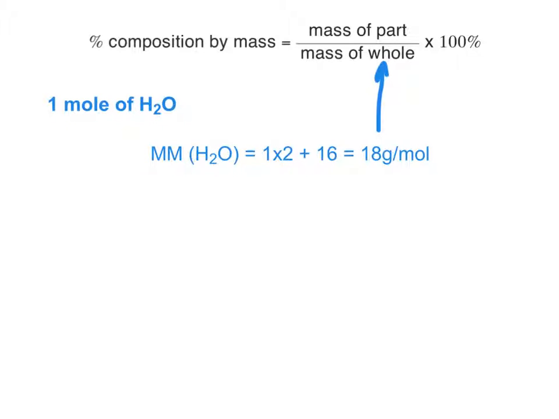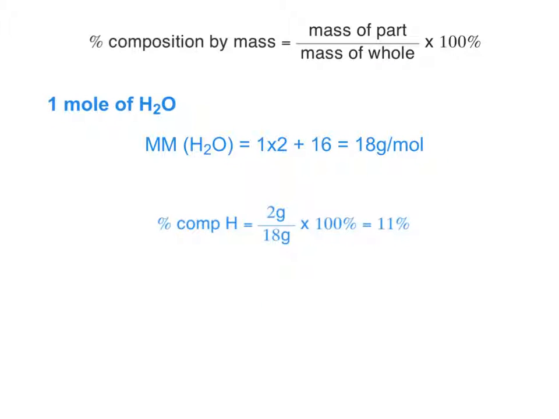Let's find the numbers for the numerator, the mass of part. So the mass of part that is hydrogen in our 1 mole of water would be 2 grams because we have 2 moles of hydrogen in it. And the mass of all the oxygen, the part that is oxygen, would be 16 grams.